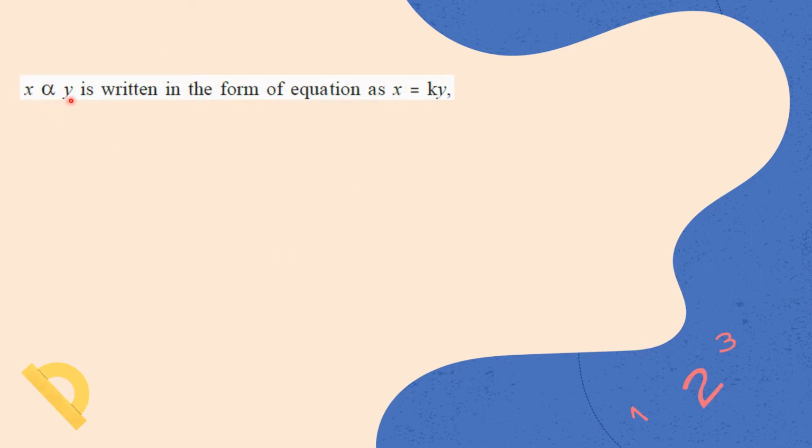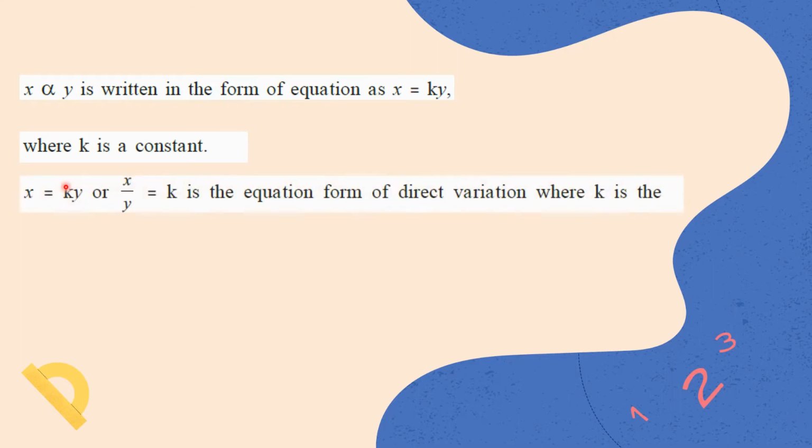X directly proportional to Y is written in the form of an equation as X is equal to KY, where K is a constant. X is equal to KY. If we take Y on the other side, this equation can also be written as X upon Y is equal to K. This is the equation form of the direct variation, where K is the constant of variation.